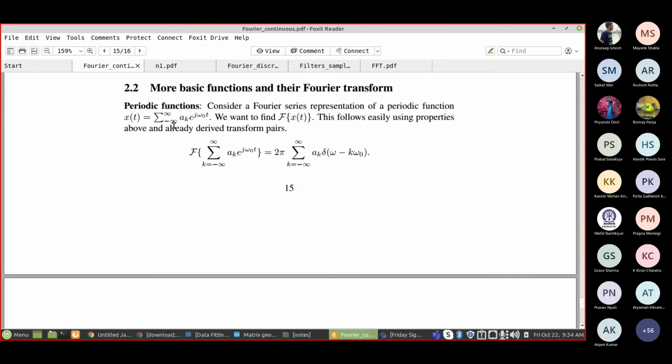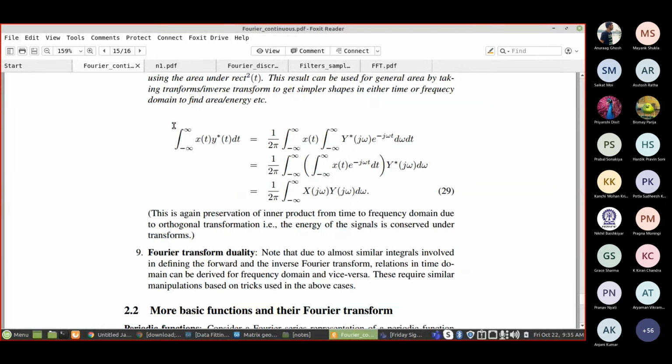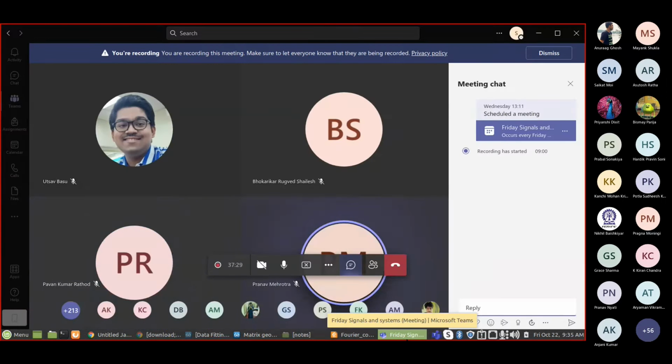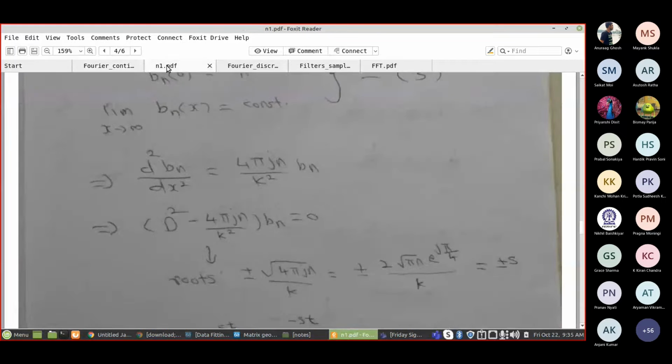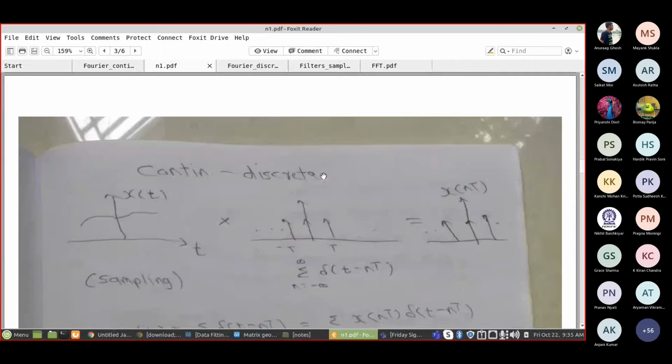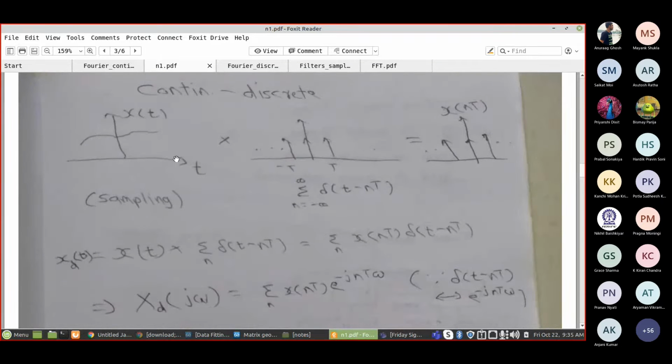The other thing which we are going to use is the multiplication convolution property. So let's look at this operation. This is basically sampling: multiplication of a continuous time signal by a train of impulses. This is what we mean by sampling. So this is our continuous time signal x of t. We want to understand the discrete time Fourier transform and how it comes naturally.